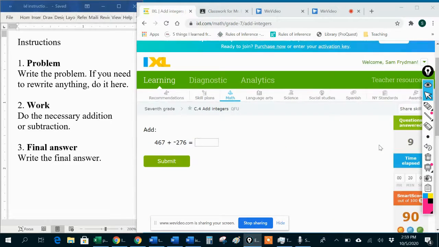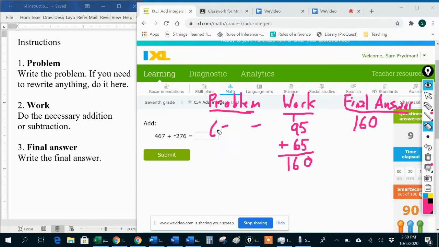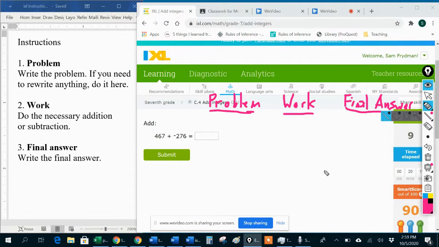Okay, so the next level is basically the same. The only difference is now we have triple digit numbers instead of double digit. So I'll just do this one problem and then I'll end the video there. We have 467 plus negative 276. So the plus negative is going to become a minus.